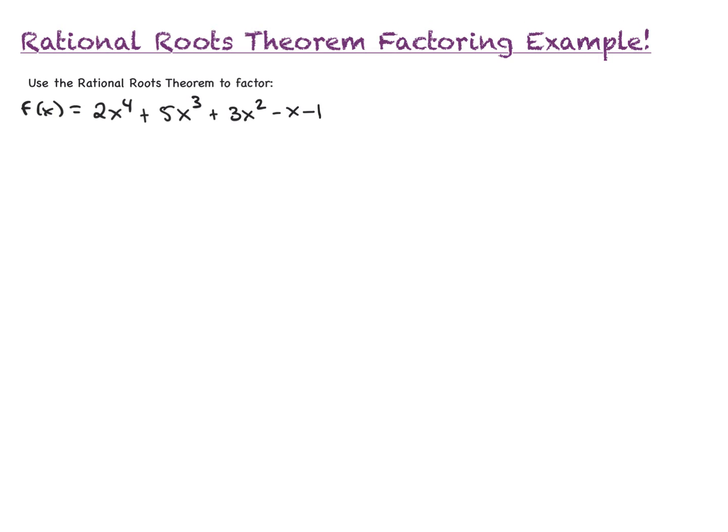In this problem, we're going to use the rational roots theorem to fully factor the following polynomial. Let's factor f of x equals 2x to the fourth plus 5x cubed plus 3x squared minus x minus 1. So the first thing that we need to do is list all of our possible rational zeros.